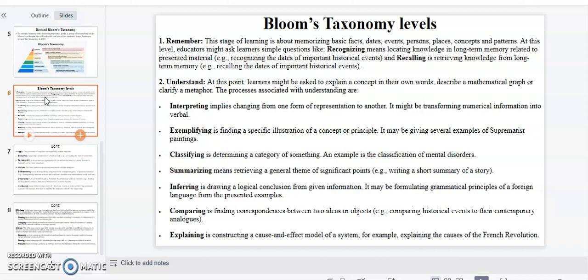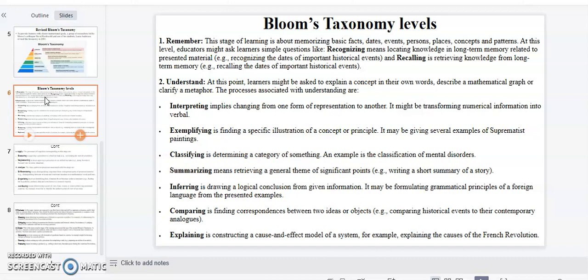One, remember. This stage of learning is about memorizing basic facts, dates, events, persons, places, concepts, and patterns. At this level, educators might ask learners simple questions like recognizing, which means locating knowledge in long-term memory related to presented material, for example, recognizing the dates of important historical events, and recalling, which is retrieving knowledge from long-term memory, for example, recalling the dates of important historical events. That is the first one at the base of the pyramid.